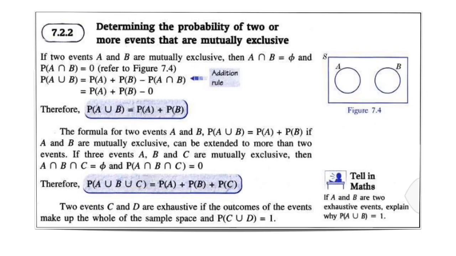We will also discuss more on exhaustive. Exhaustive means if two events, let's say C and D, are exhaustive, the outcomes of the events make up the whole of the sample space. They make the probability of C union D equal to 1. So that is the exhaustive case. So for the next lesson, we will discuss further the addition rule formula.